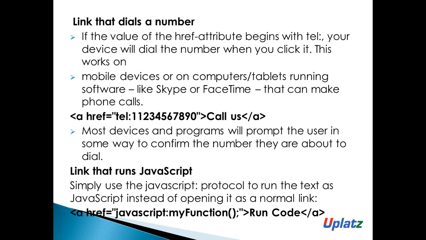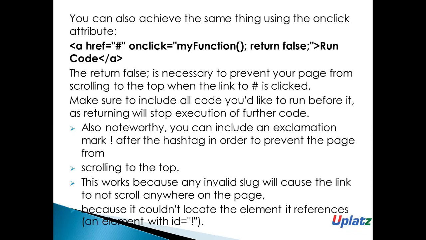Next is how to link to something that runs JavaScript. Simply, you can use a JavaScript function to run instead of opening a normal link. So javascript colon, my function. If I click on run code, it will hit that particular function in my href tag and then run it. This is how you can create a link for different things, like a number, JavaScript, etc.